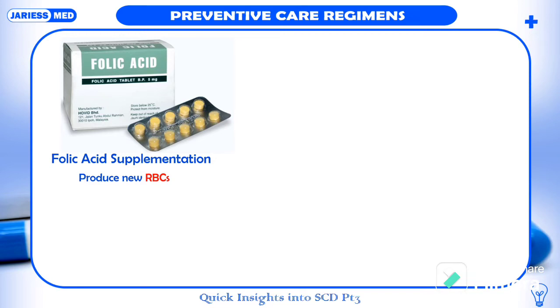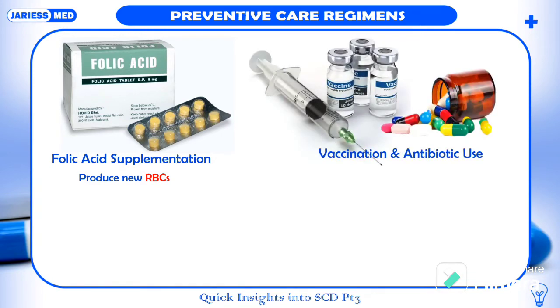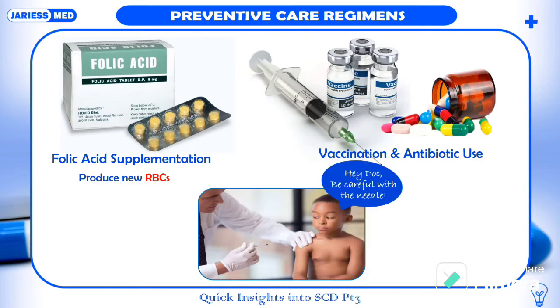The next preventive option is vaccination and antibiotic use. Preventing infections is important because infections can trigger inflammatory responses that may lead to sickle cell crises. To reduce this risk, sickle cell patients are often given vaccines and antibiotics to prevent or fight infections. This helps to decrease the likelihood of these inflammatory reactions.